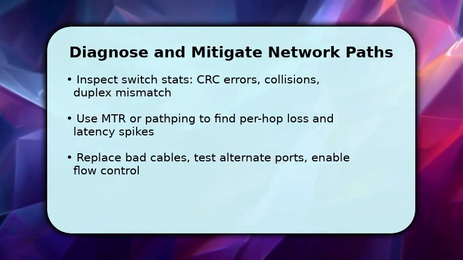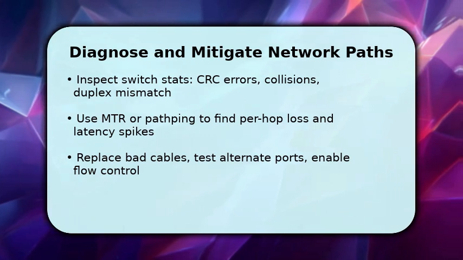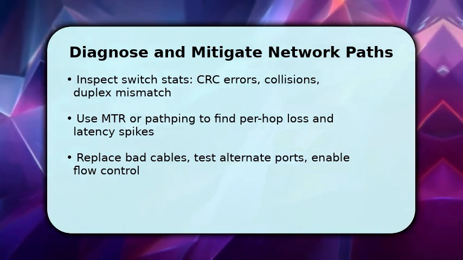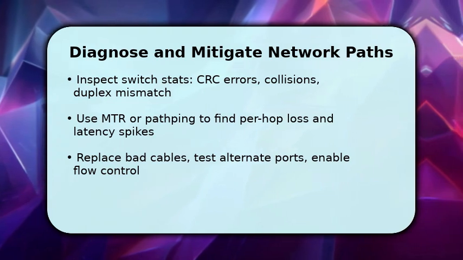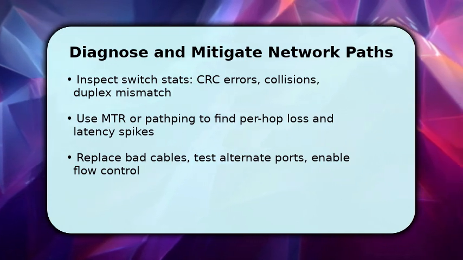Inspect switch and NIC statistics for CRC errors, collisions, or duplex mismatches that indicate physical or configuration faults. Run MTR or PathPing to map per-hop loss and find where packets drop or latency spikes occur.